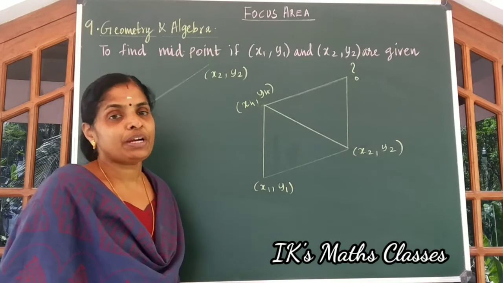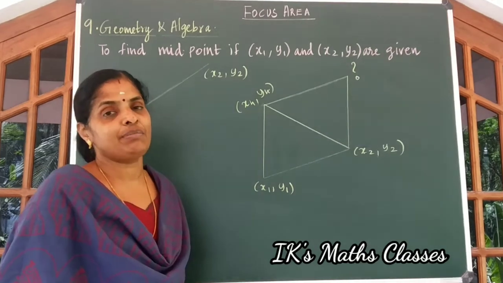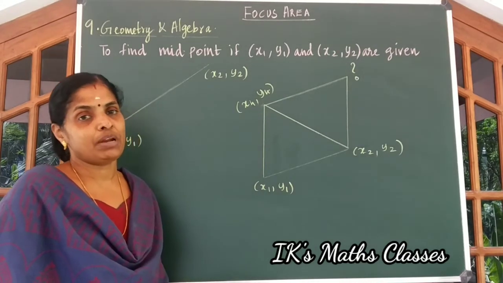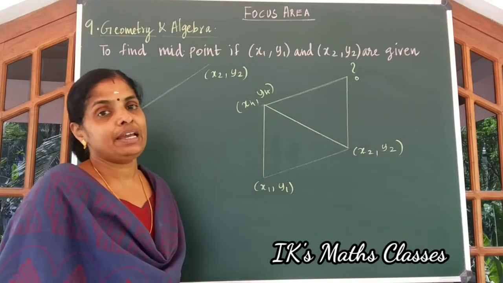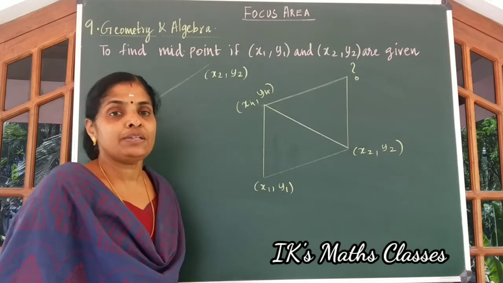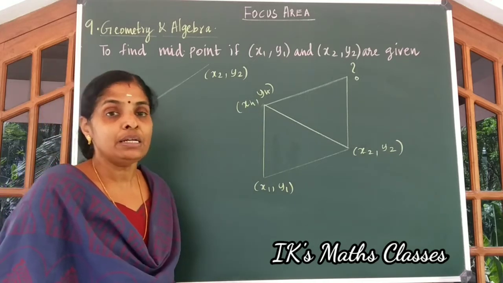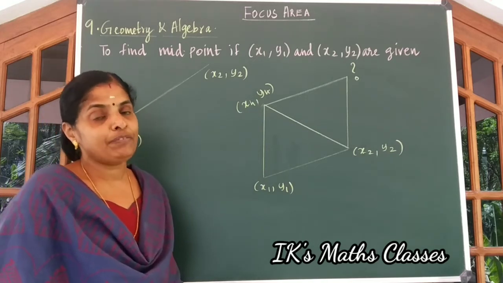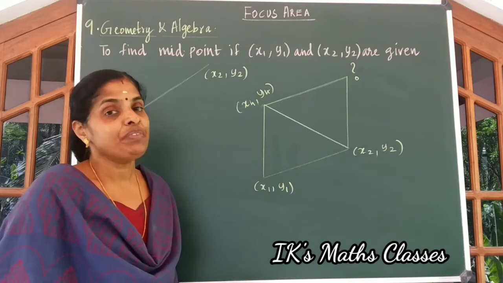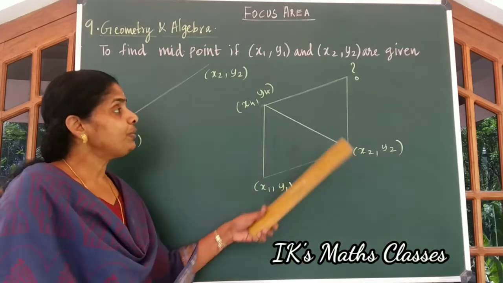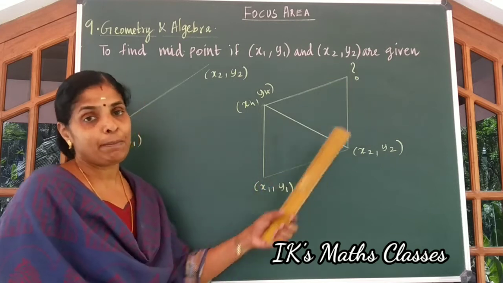Discussing the focus area of the 9th chapter, Geometry and Algebra. We have two ideas in this chapter. One is to find the midpoint and the second idea is to find the slope of a line. But before discussing the midpoint, let us study how to find the fourth vertex of a parallelogram.